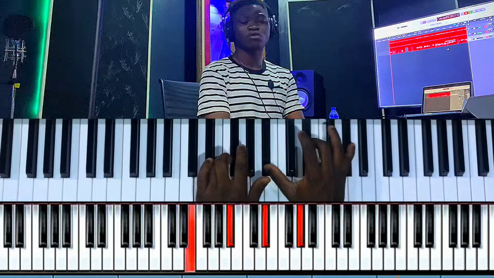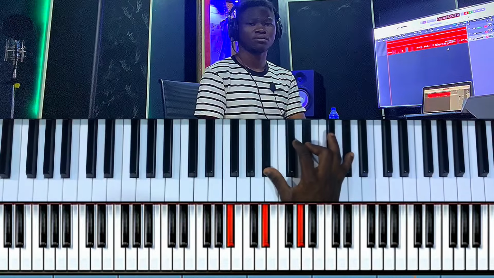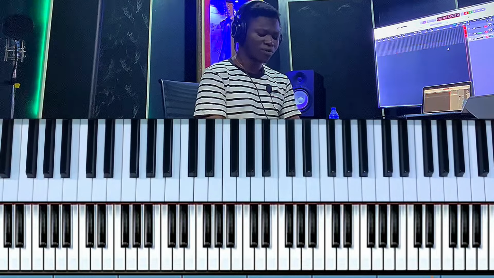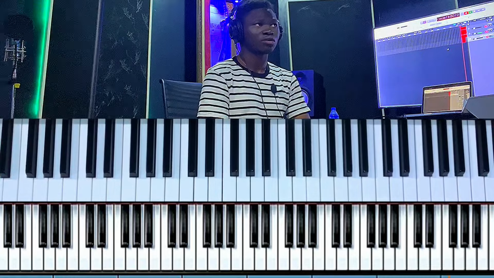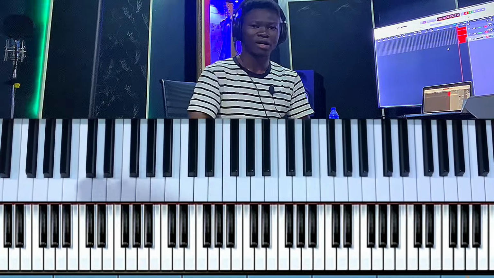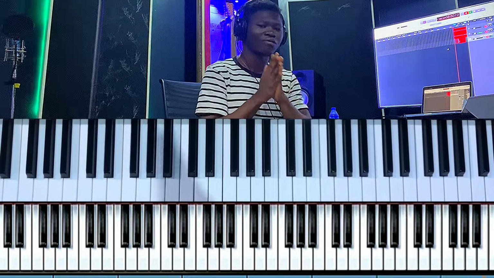With rootless voicings, you can have your do like this. You understand? So that's without the root. So if we are creating these left hand nuances, one thing you should look at is you don't just pick a note from anywhere and start running. No. You should have a destination. You should have where you are heading to.